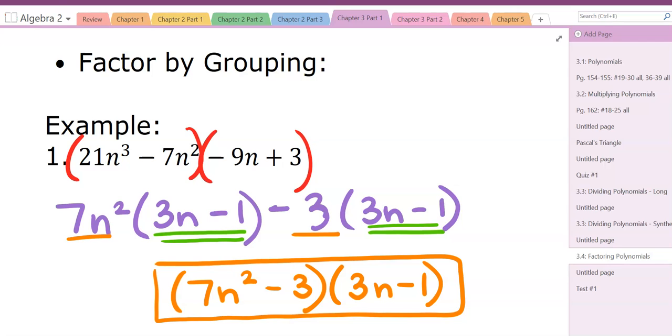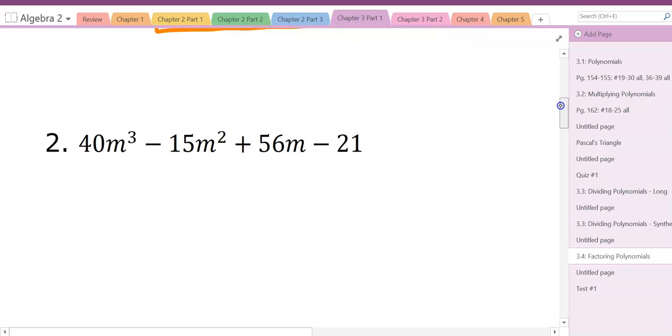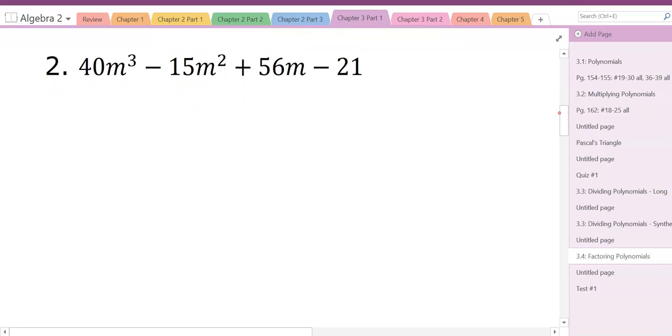Okay, let's work through another one here together. So we have 40m to the third minus 15m squared plus 56m minus 21. So again, we've got 4 terms. We're going to go ahead and just group the first 2 and group the second 2.